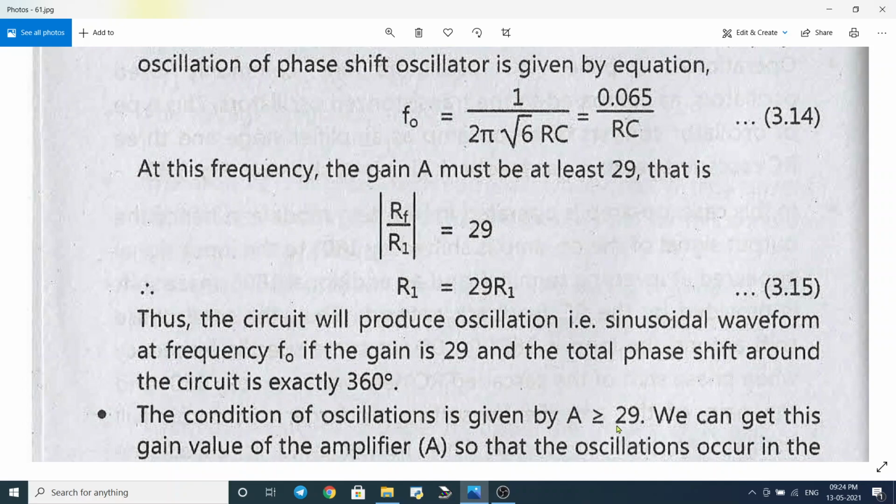So this is the condition for oscillation: A greater than or equal to 29 and the total phase shift equals 360 degrees. When these conditions are satisfied, we get sustained oscillations. The sine wave output has frequency f0 equals 1 over 2 pi square root of 6 into RC.